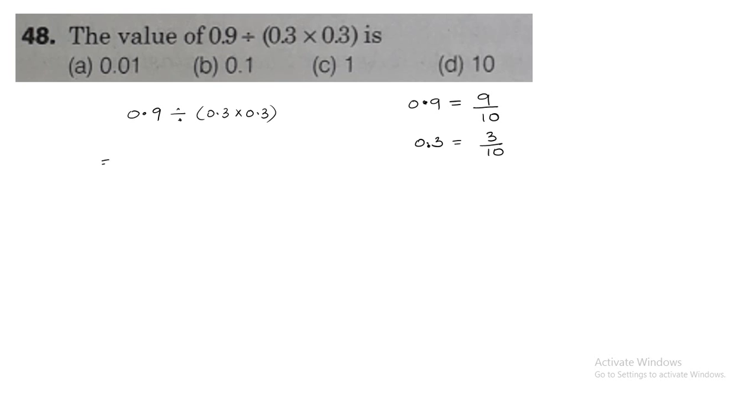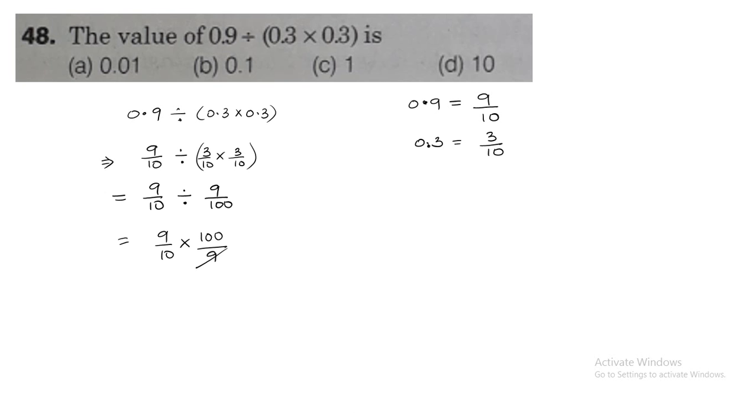Now this 0.9 I can write as 9 by 10 divided by 0.3, which I can write as 3 by 10 into 3 by 10. So this is present inside the bracket. Now how can I write this as 9 by 10? So this is equal to 9 by 10 divided by 3 3s are 9 by 100. So already we know 9 by 10 divided by 9 by 100, I can write it as 9 by 10 into, so this 9 by 100 becomes 100 by 9.